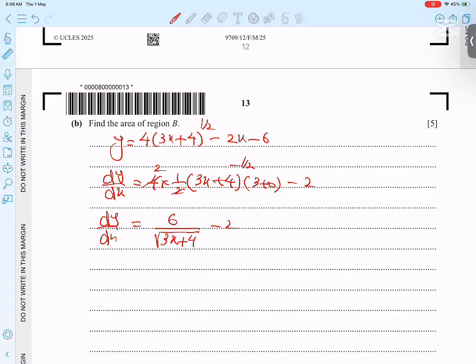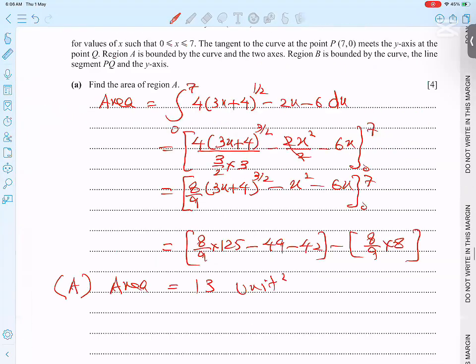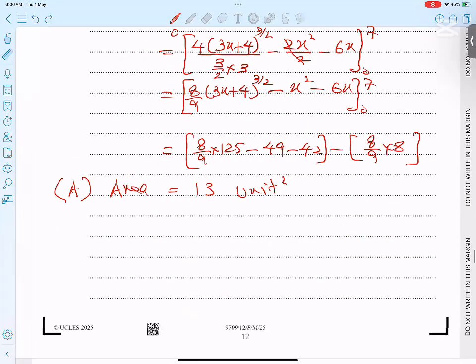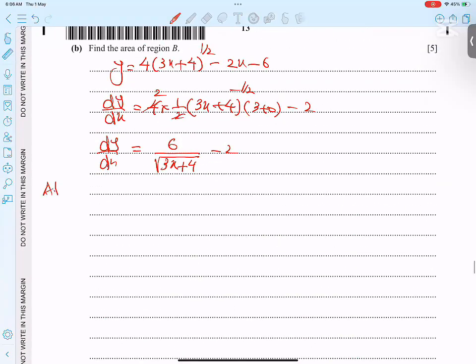Now, students, I'm going to plug in because the point is given here, P(7, 0). At P(7, 0), I will plug in to get the gradient of the tangent. 7 threes are 21, 21 plus 4 is 25, root of 25 is 5, 6 over 5 minus 2, and I got 10 over 5 minus... 2 fives are 10, and negative 4 upon 5. This is the gradient of the tangent. So I got it: negative 4 upon 5.